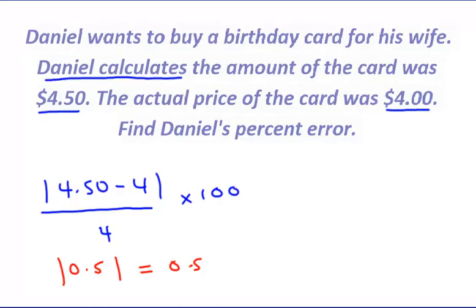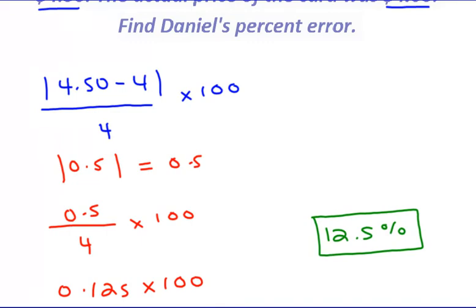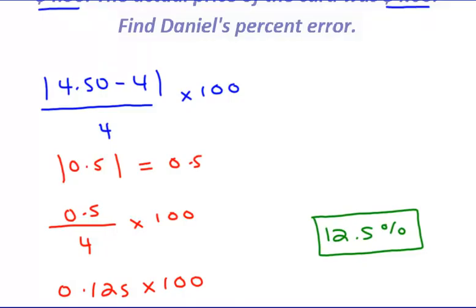All right, go ahead and hit pause if you're not done. So in this example, it says that Daniel calculates the amount to be $4.50, but the actual price was $4. So $4.50 minus 4 is going to give us the absolute value of 0.5. So we do 0.5 divided by 4, and that gives us 0.125. When we multiply that times 100, though, there's no need to round. It's 12.5%. So Daniel's percent error was pretty low compared to some of the others.